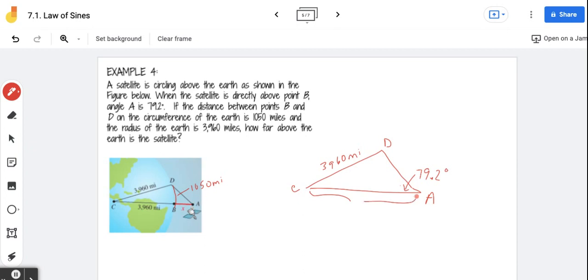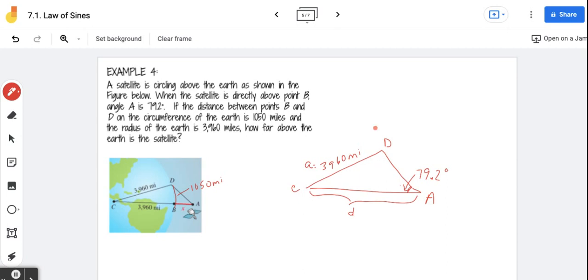So if we find this whole side, D, all we would have to do would be subtract the radius, and we would know what that distance from the surface of Earth to the satellite is. So I basically need to find side D. The problem is I have this angle and this side, so I have side A and angle A. I need to find side D. That means I need angle D. I need something else, in other words.